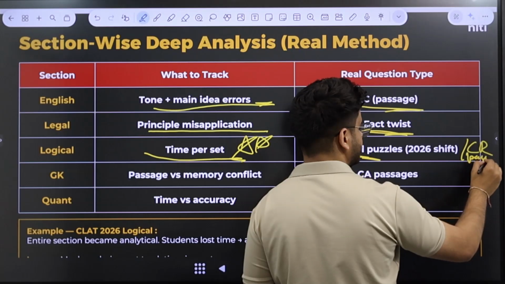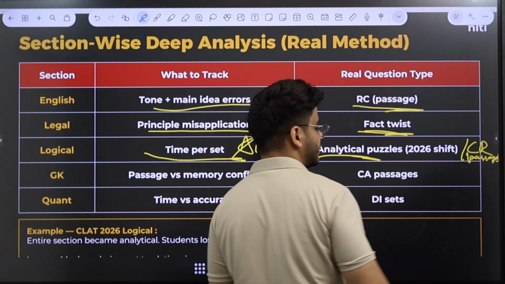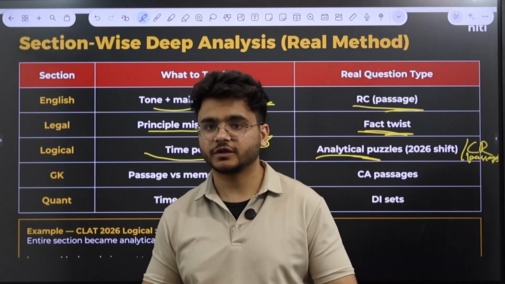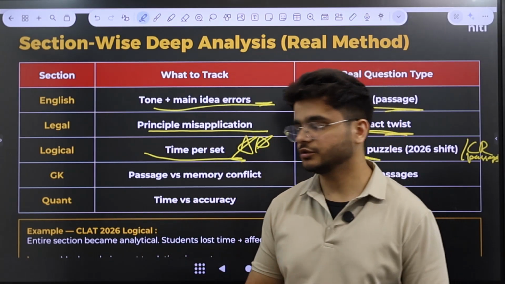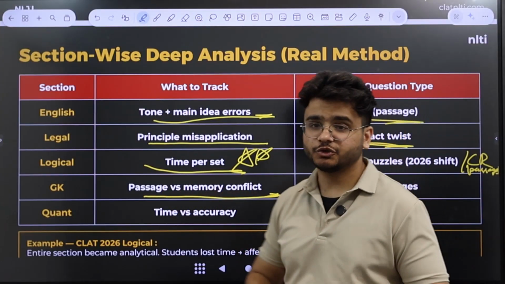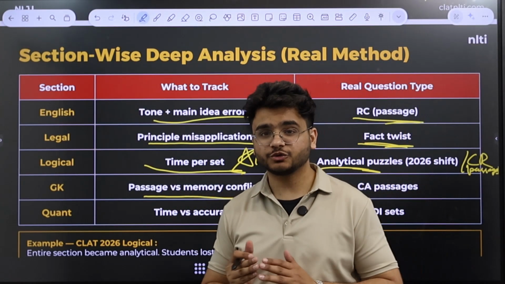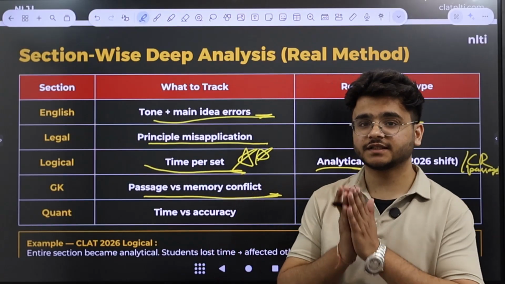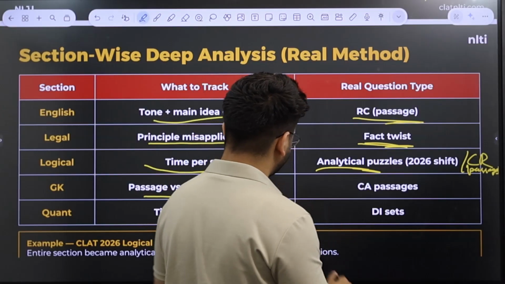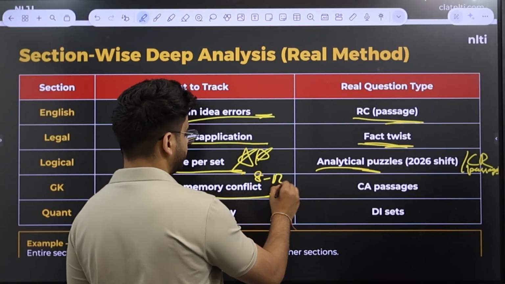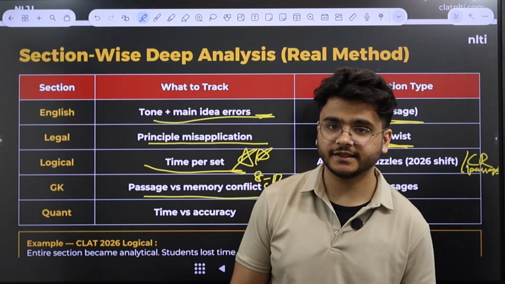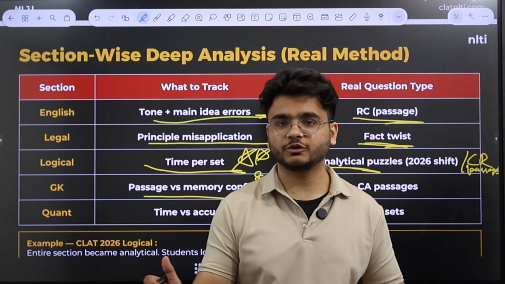Anything can happen because CLAT is known to be very unpredictable. Anything can happen on the exam day. So you've got to be prepared for AR and CR both. What you've got to track is the passage plus memory conflict. Should I memorize each and every event or should I give it the context of the passage? This is what you've got to track in the GK section. So what's the best way to do it? Revise 8 to 12 months of current affairs and attempt sectional tests, because sectional tests will give you the context of each and every question type.